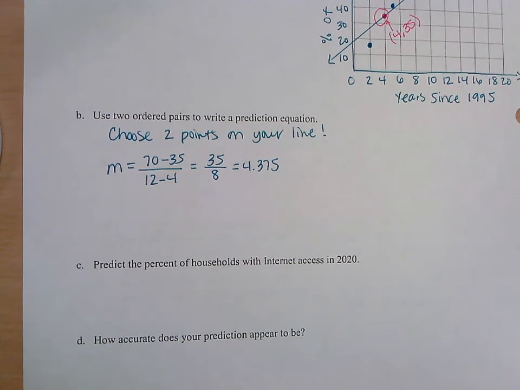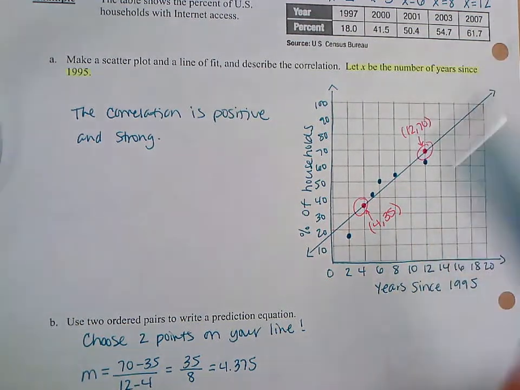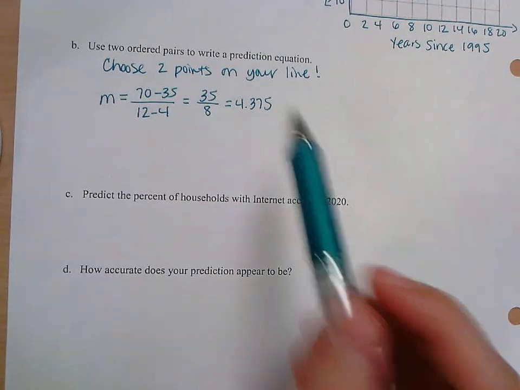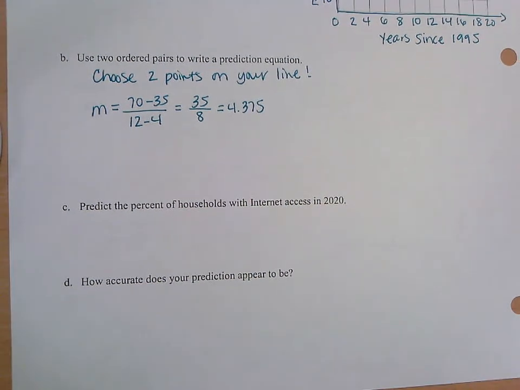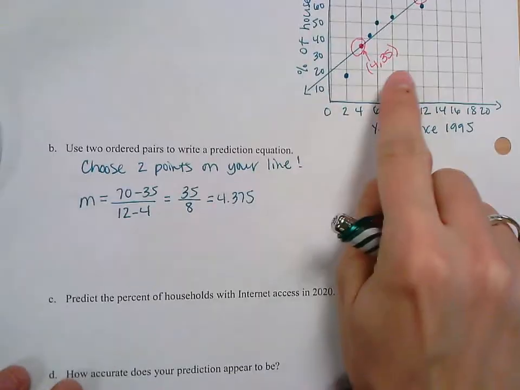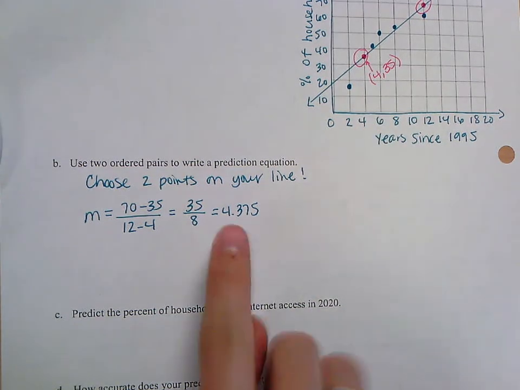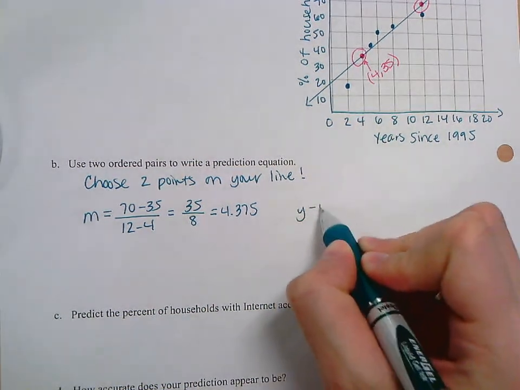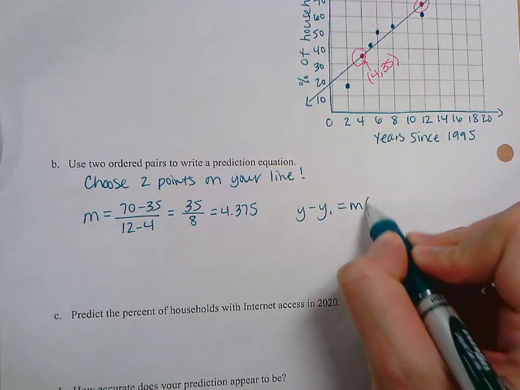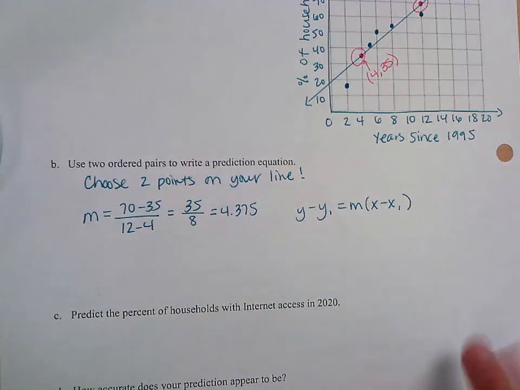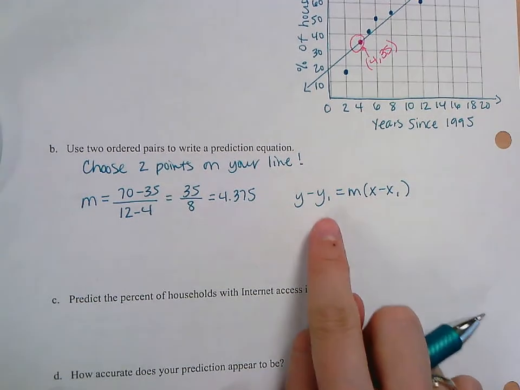Especially if you were using any of these points and you have decimals, having a decimal in a fraction isn't simplified anyway. So it is okay to divide and have a decimal here. And then if I choose one of my points, I'll just use the 4, 35. With my slope, I'm going to use the point slope form, y minus y sub 1 equals m times the quantity x minus x sub 1, to write my equation.